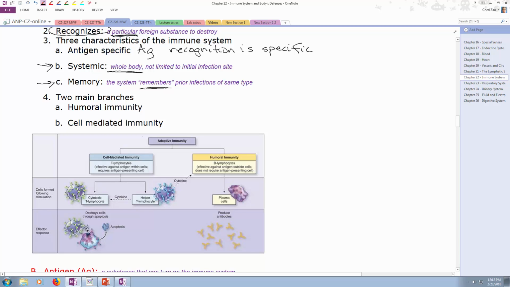Two main branches of our immune system are the humoral immunity or cell-mediated immunity. Humoral immunity is from our B cells. Cell-mediated immunity comes from our T cells. And again, humoral immunity is antibody related, so AB is going to be our abbreviation for antibody. So antibody mediated. Protection is by proteins in the plasma. And so it's humoral.